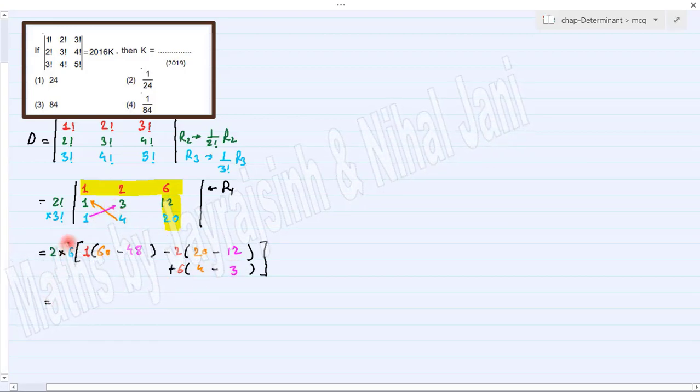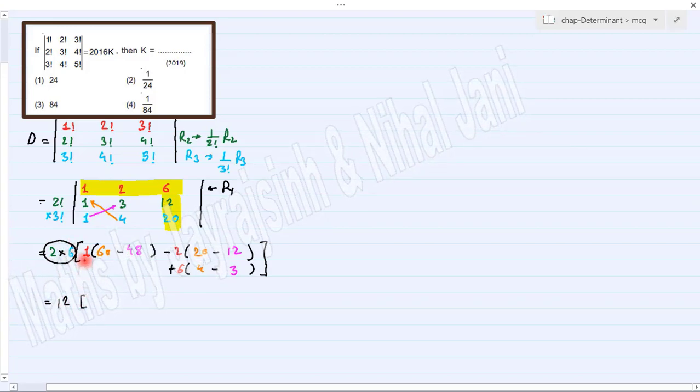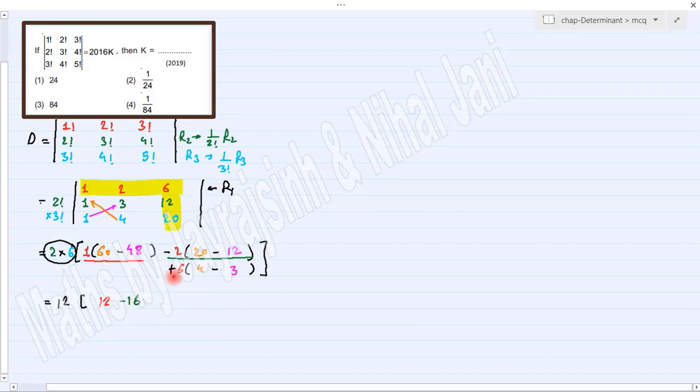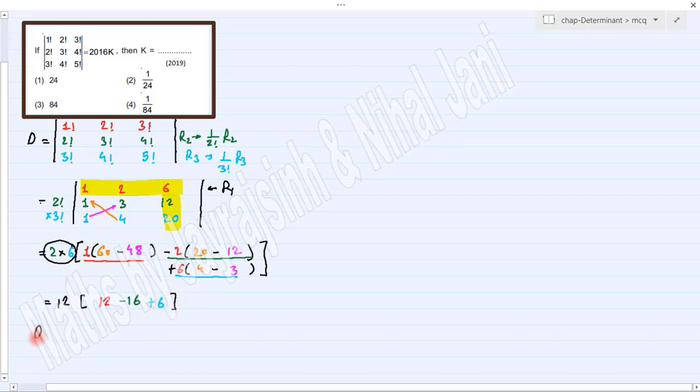So here we'll get 2 into 6, which gives us 12. Then 1 into 60 minus 48 will be 12. Then minus 2, 20 minus 12 will be minus 16. And 6 into 4 minus 3 will be plus 6. So finally, your D will be 24.